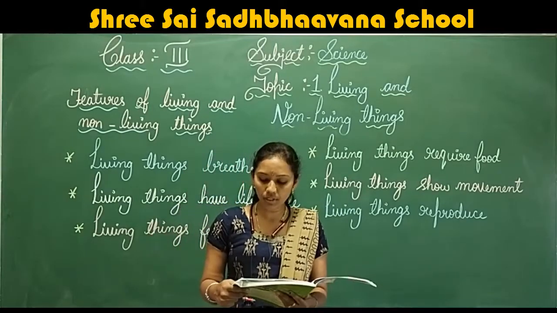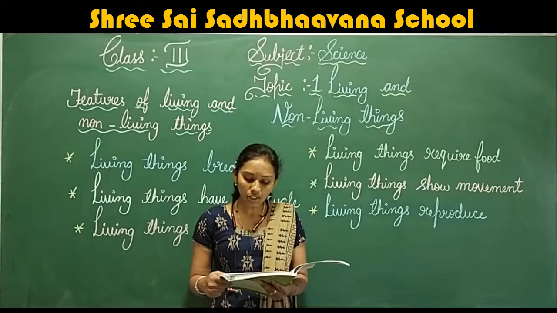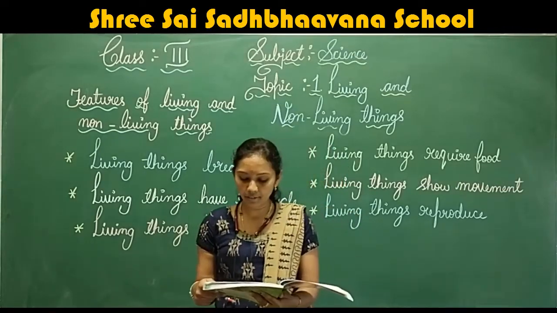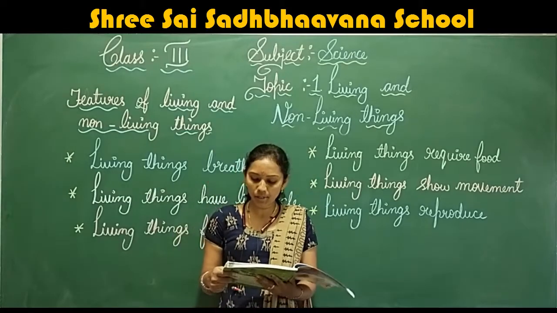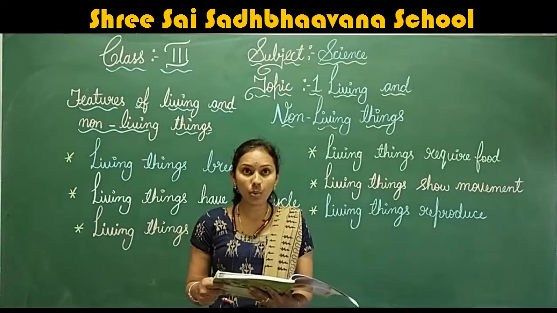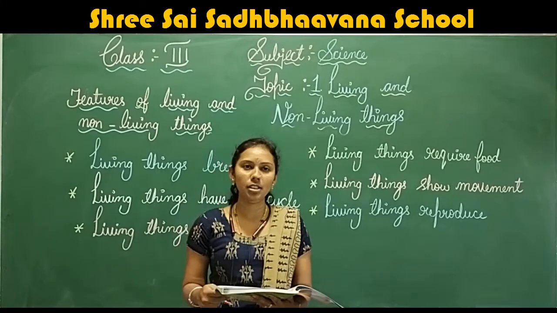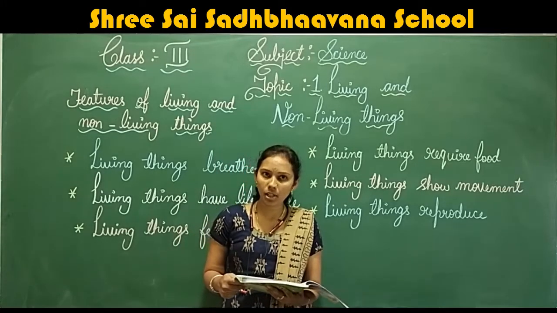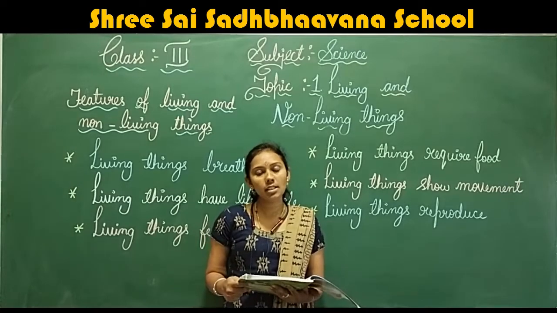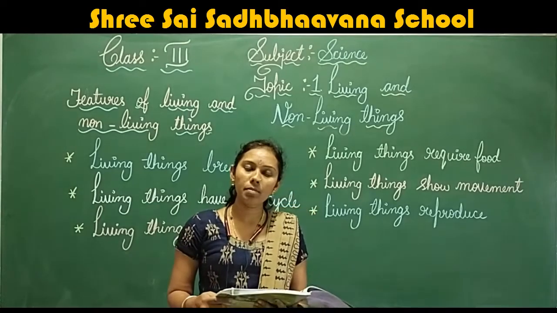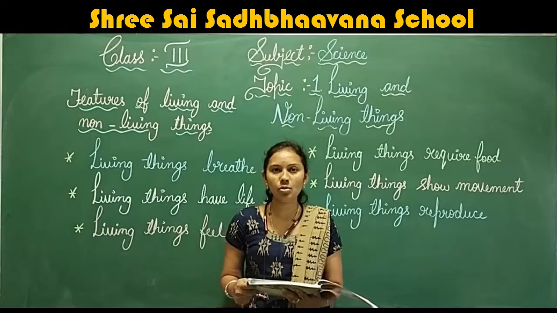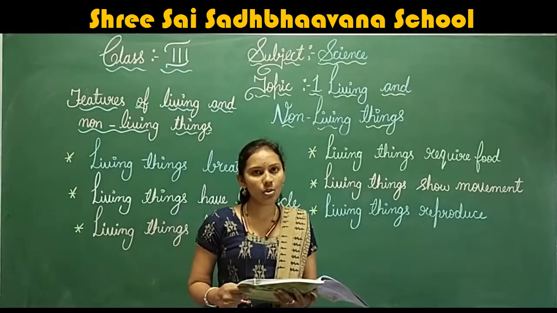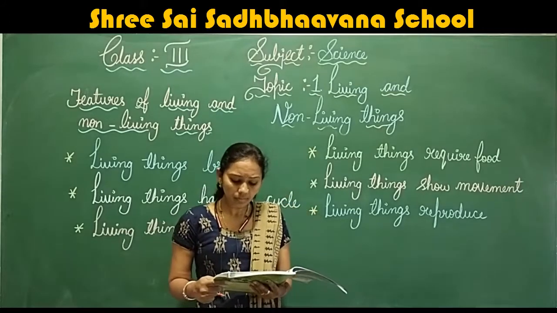We see a number of things around us. Creatures like cat, dog and elephant have life. They move from one place to another on their own in search of food and shelter. Such creatures are called living things. As I told you, creatures like cat, dog, elephant move from one place to another in search of food and shelter, so these things are called living things.